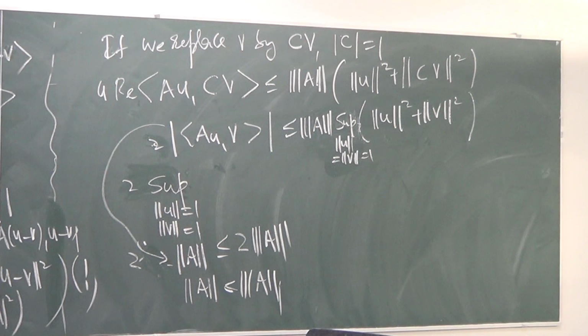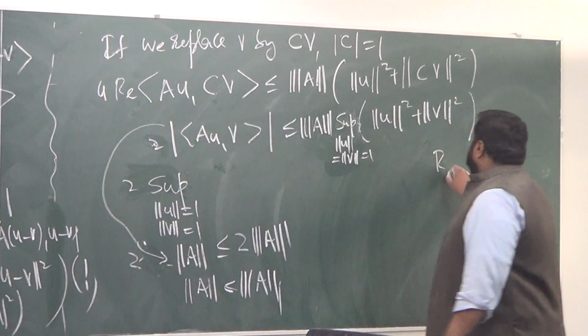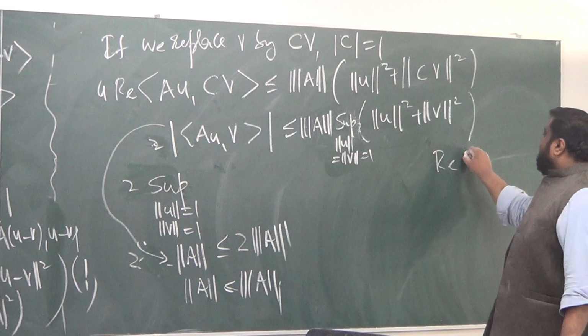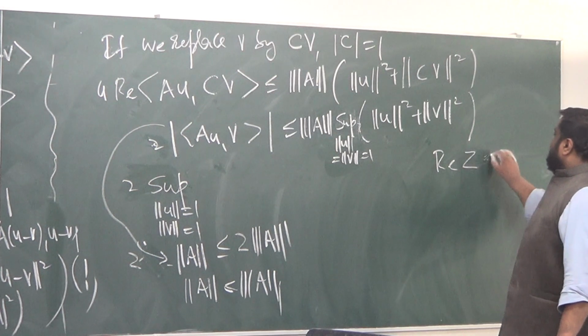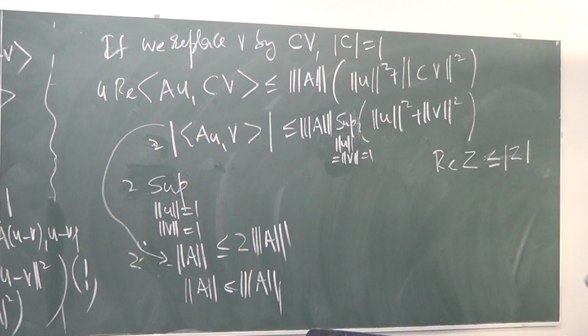I know that the real part of a complex number is always less than or equal to the magnitude of the complex number. So this is true in general.